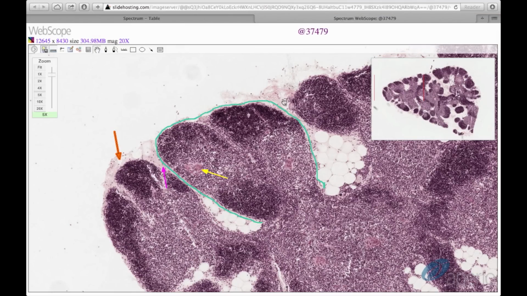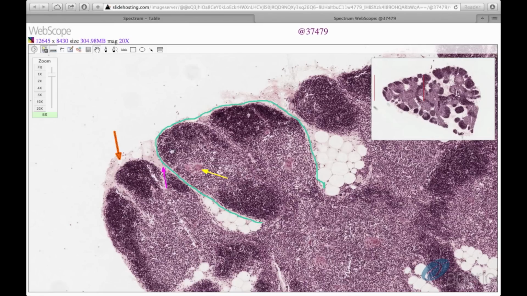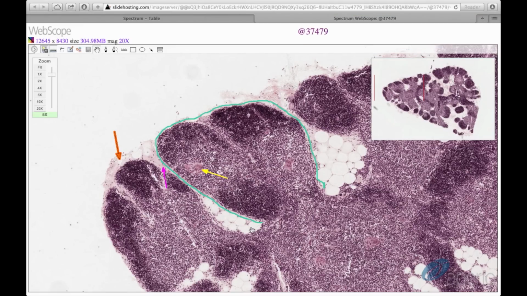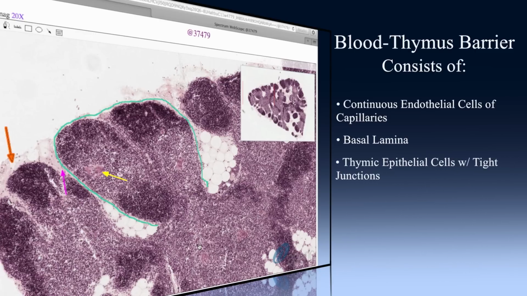The thymus can be divided into a cortex and medulla. The cortex, seen here at the pointer, contains densely packed lymphocytes and stains more basophilic. The medulla is the lighter, loosely packed lymphocytes of the thymus. It is important to note that the cortex of the thymus contains a blood-thymus barrier. This is formed by: 1. The continuous endothelial cells of the capillaries, 2. The basal lamina, and 3. Thymic epithelial cells with tight junctions.